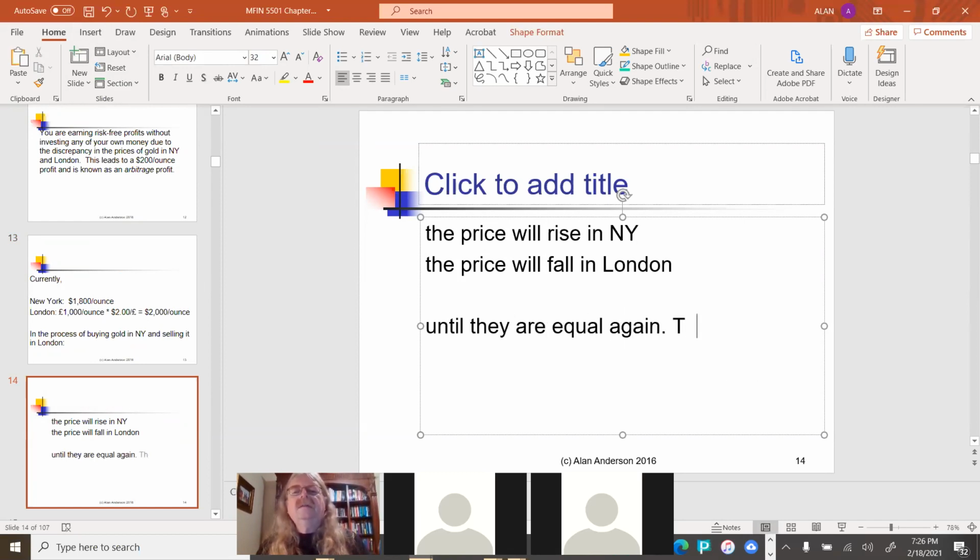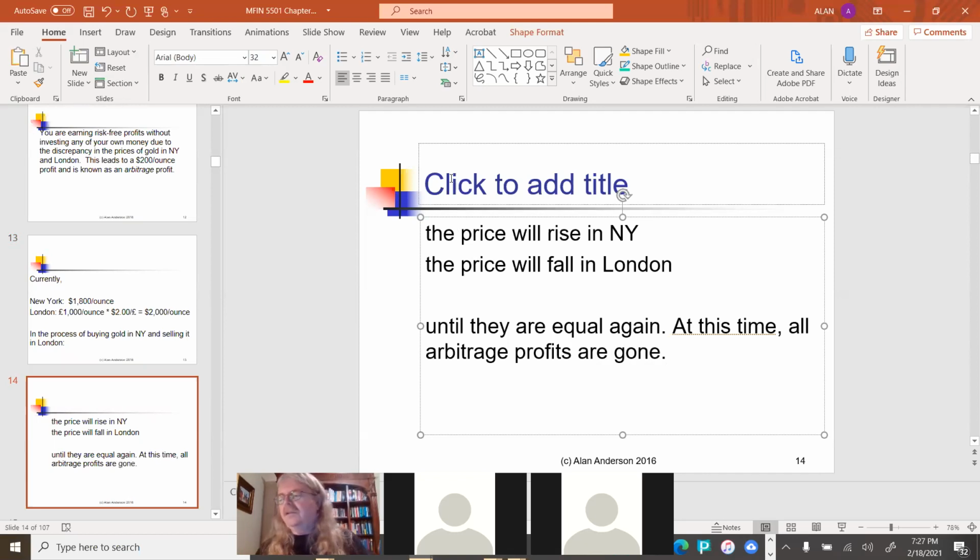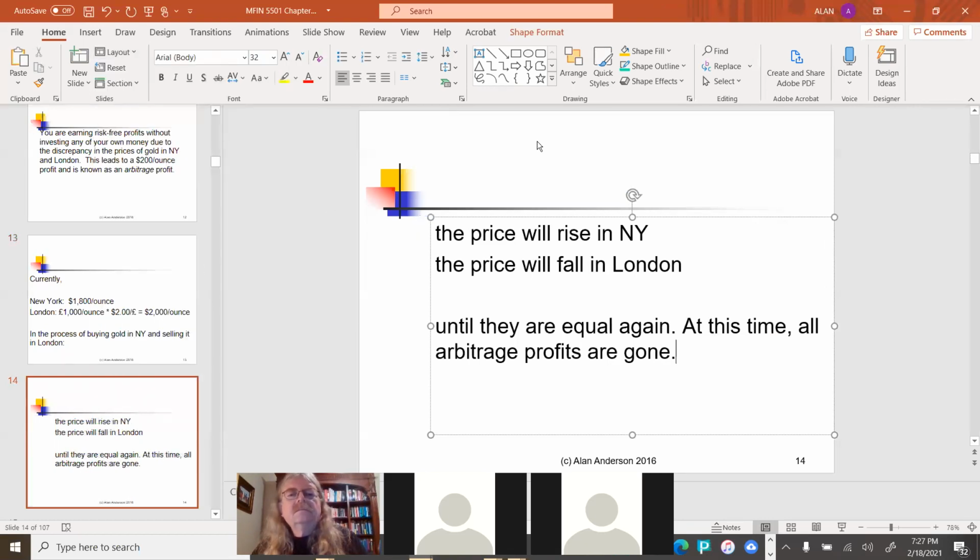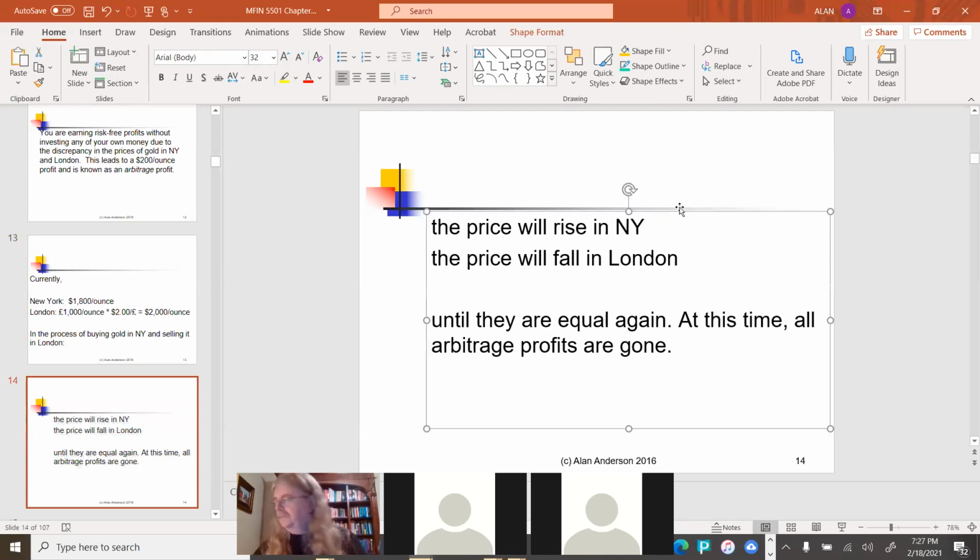At this time, all arbitrage profits are gone. That's it. There's no more. So hopefully you jumped in there in time to take advantage of this. Okay, so this is an example of what an arbitrage looks like.